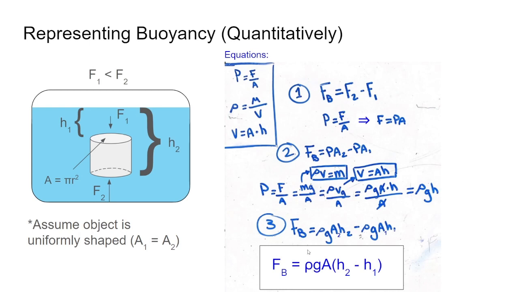The density of the fluid, represented by the Greek letter rho, times gravity, times the area of the object, times the height of the object. The height is the difference between h2, which is measured from the water surface to the bottom of the object, and h1, which is from the water surface to the top of the object. To highlight again, this equation assumes that the object is uniformly shaped, meaning that the surface area is the same on top as it is on the bottom. Thus, we can simplify the equation and combine the areas A1 and A2, giving us this final equation below.